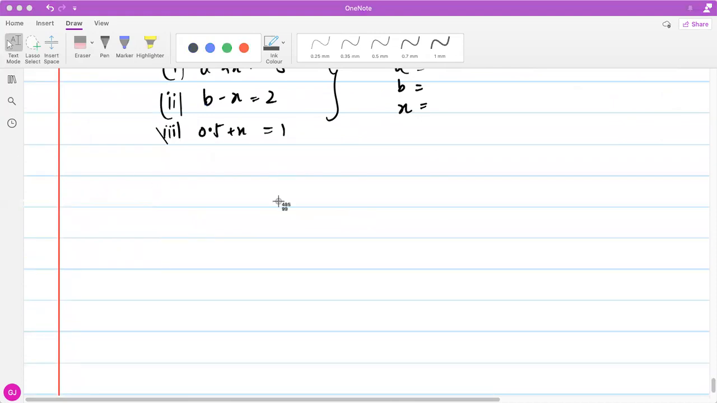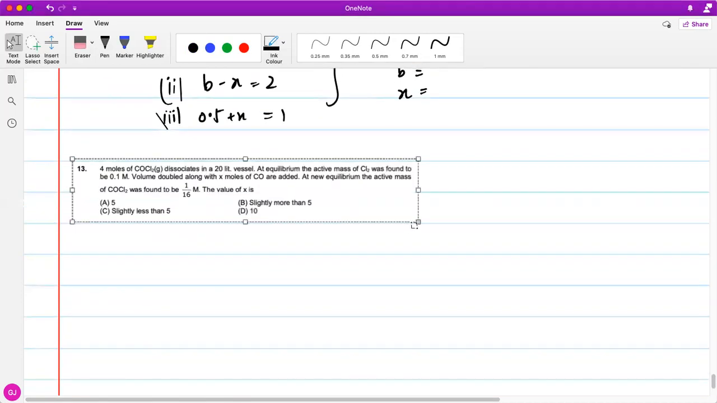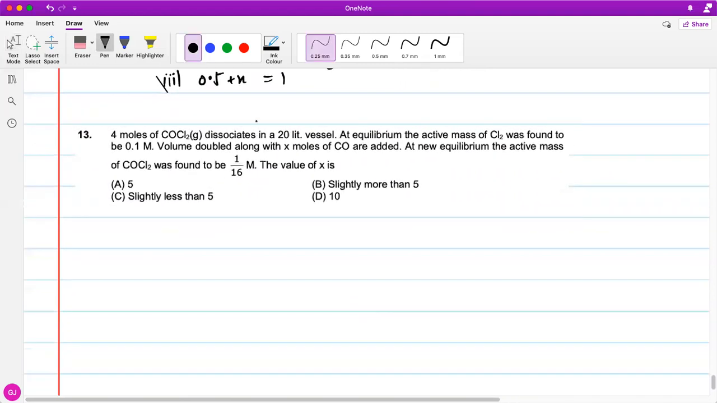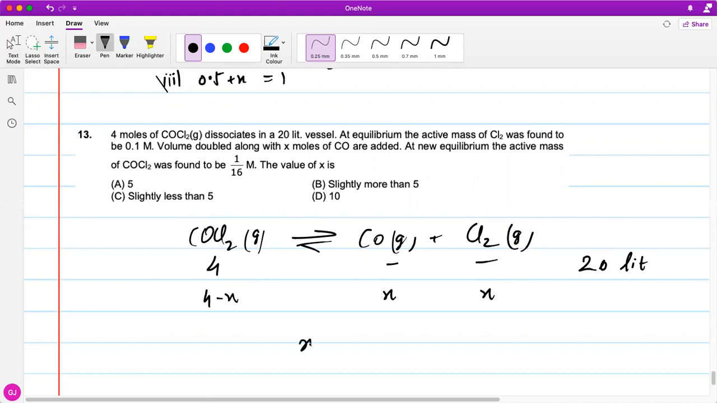Then the 13th question. In the 13th question, based on the language of the question, we determine that the following reaction occurs. COCl2 dissociates into CO and Cl2. And 4 moles dissociate in a 20 liter vessel. The volume is 20 liter for now. And say this becomes 4 minus x, x and x, and x upon 20 is 0.1. So that means the value of x is 2.